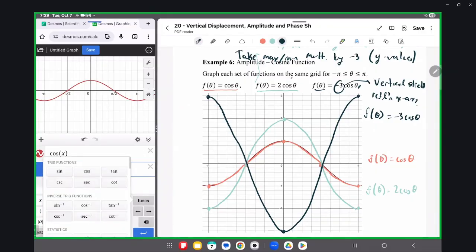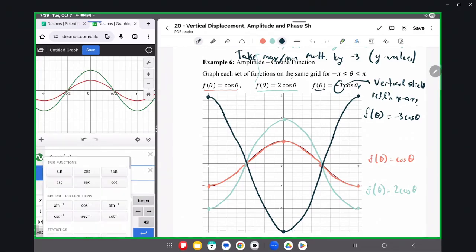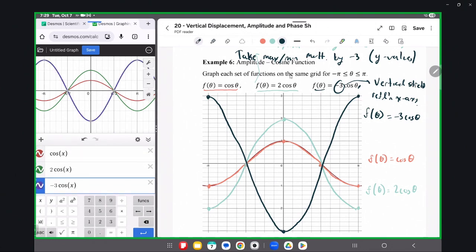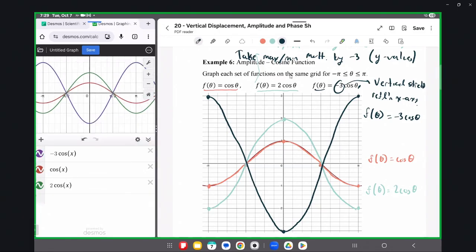So if I have a look at 2 cosine of x and negative 3 cosine of x, and I'll go ahead and label this. Nope, not getting it off purple. There it is. You can see that between negative pi and pi, we have the same graph shown below.